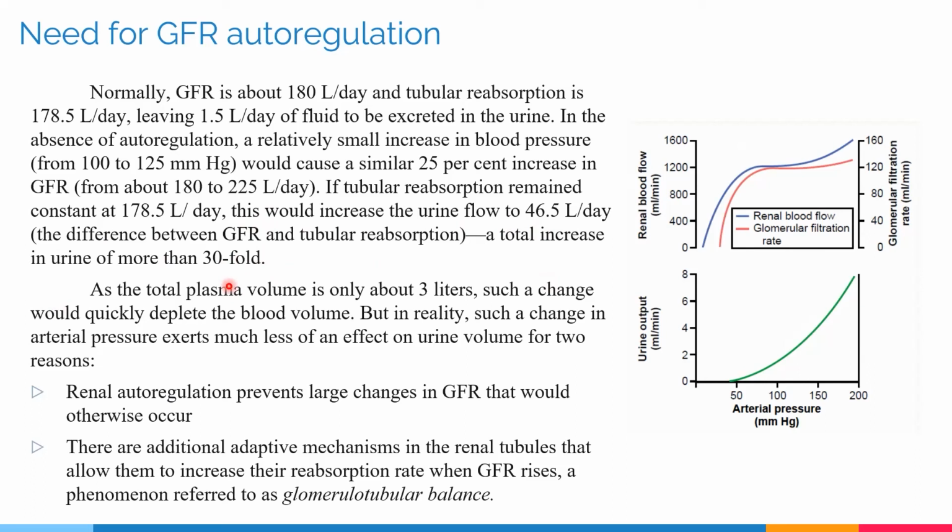As the total plasma volume is only 3 liters, a 46.5 liter per day urine excretion is practically impossible and will quickly deplete the blood volume.